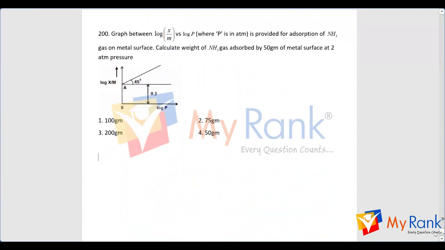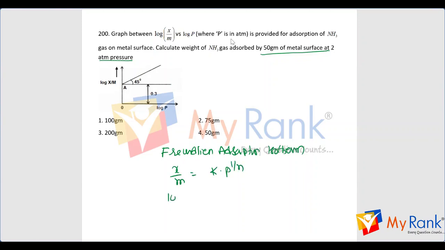The next one is question number 200. The graph between log x by m versus log p, with p in atmospheres, is provided for the adsorption of ammonia gas on a metal surface. Calculate the weight of ammonia gas adsorbed by 50 grams of metal surface at 2 atmosphere pressure. Actually, this is the Freundlich adsorption isotherm: x by m is equal to k into p power 1 by n. Log x by m is equal to log k plus 1 by n log p.